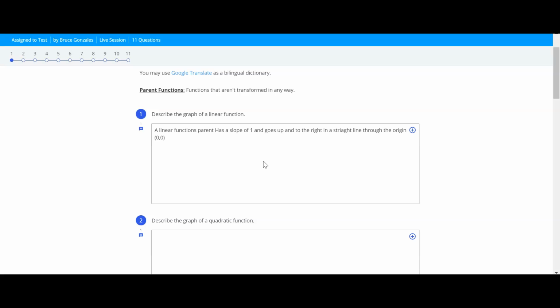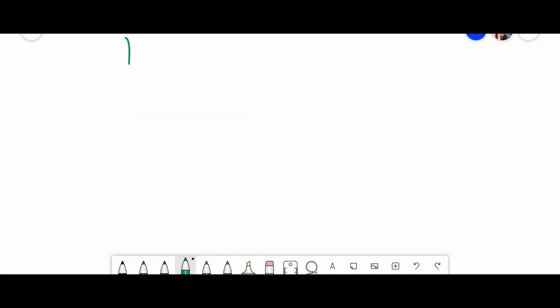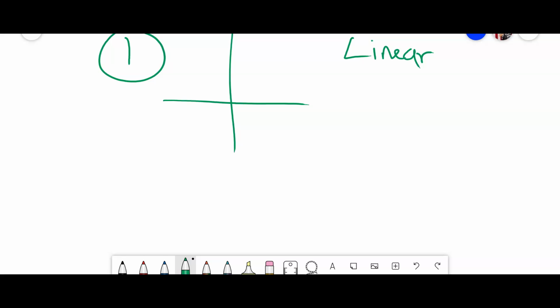So just so y'all know what it would look like for number one. So linear. The straight line through (0, 0) goes up 1 over 1, looks like that. So you just describe that in your own words. All right.